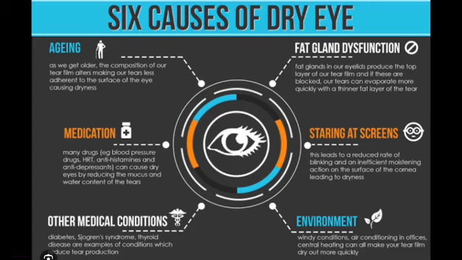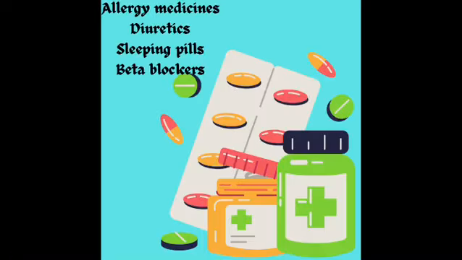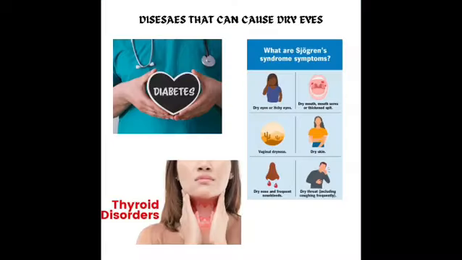Dryness can be caused by, I'm going to enumerate six main causes. First one is aging. Then second comes medications like diuretics, beta blockers, allergy medicines and sleeping pills. Third is medical conditions. There are several medical conditions such as diabetes, Sjogren's syndrome, thyroid disease. These can cause dry eyes.